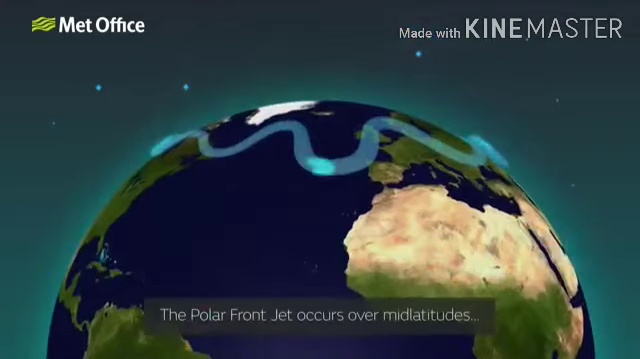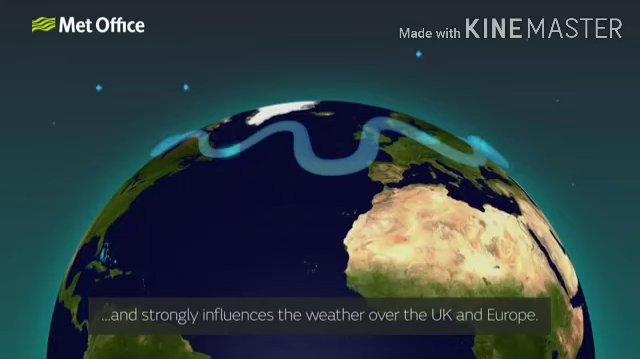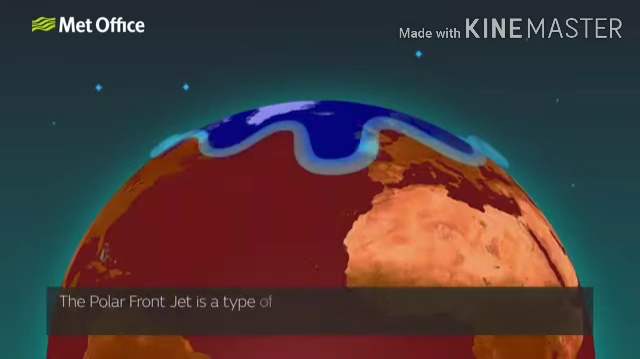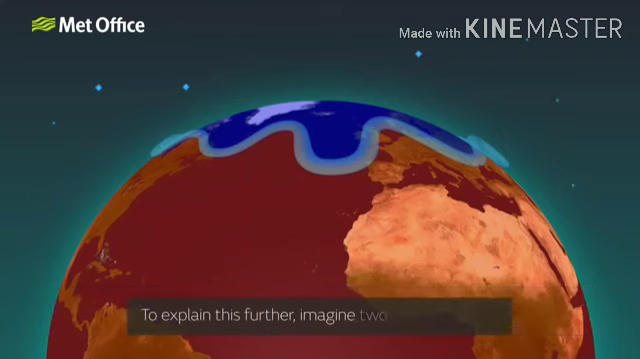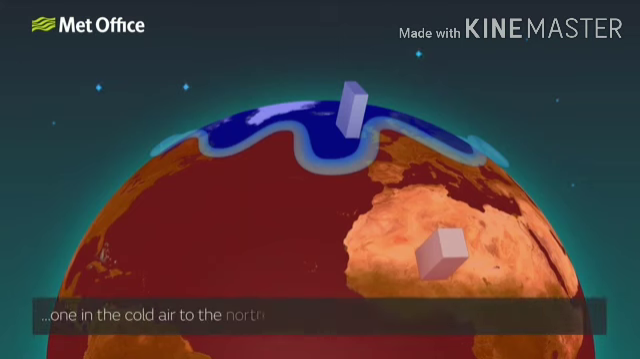The polar front jet occurs over mid-latitudes and strongly influences the weather over the UK and Europe. The polar front jet is a type of thermal wind that arises due to the strong temperature contrast between cold polar air and warm tropical air. To explain this further, imagine two columns of air, one in the cold air to the north of the jet and one in the warm air to the south.